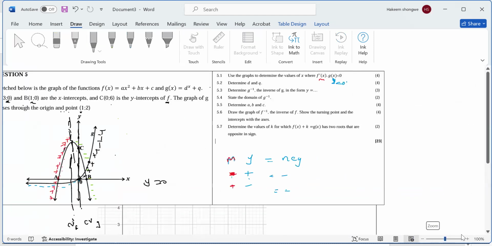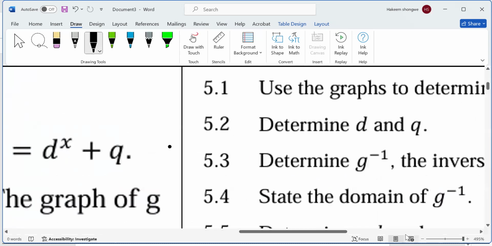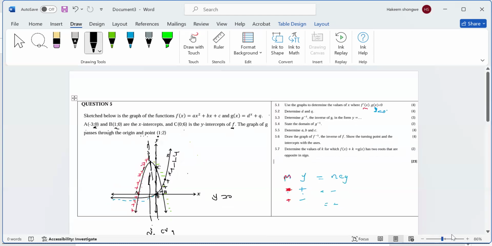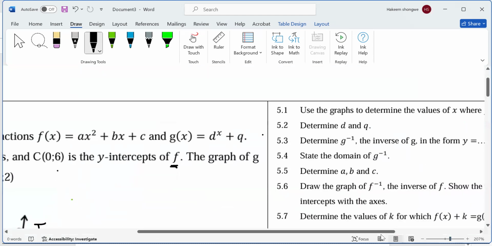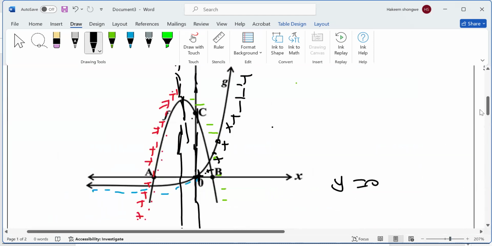Let's try to zoom. Okay, I'm supposed to go here. So what I'm doing, okay. Something like this. Okay, sharp.